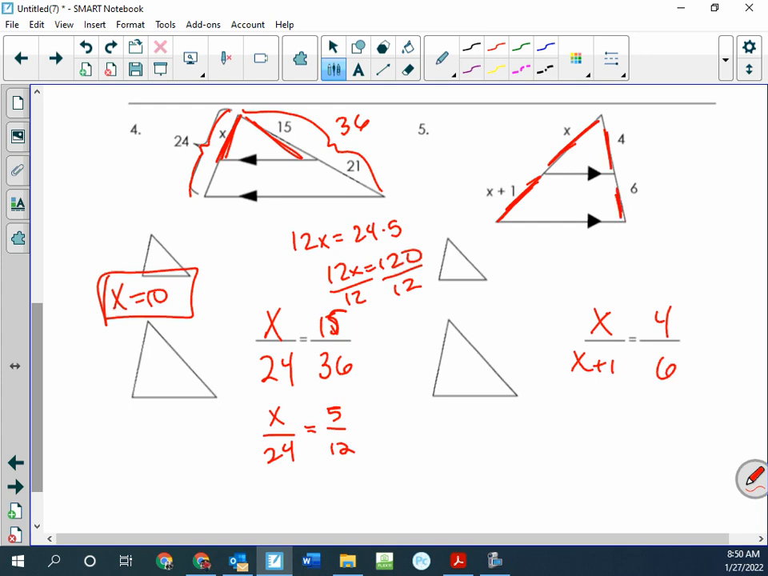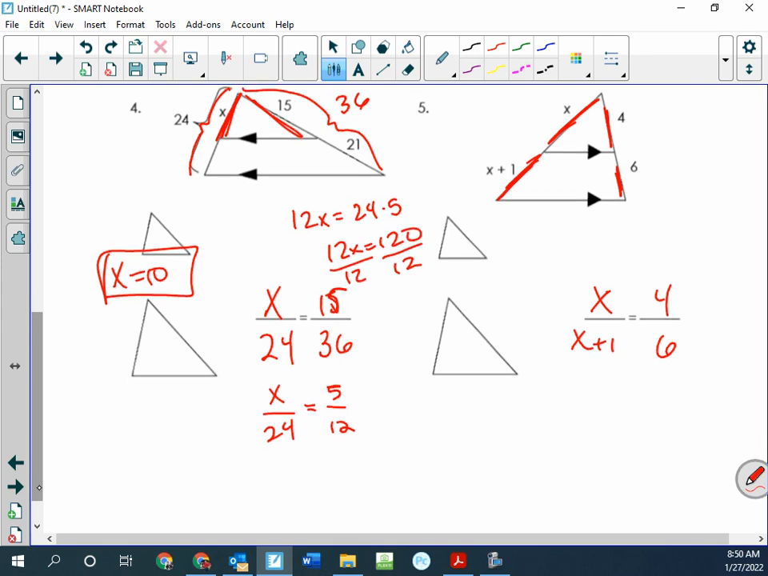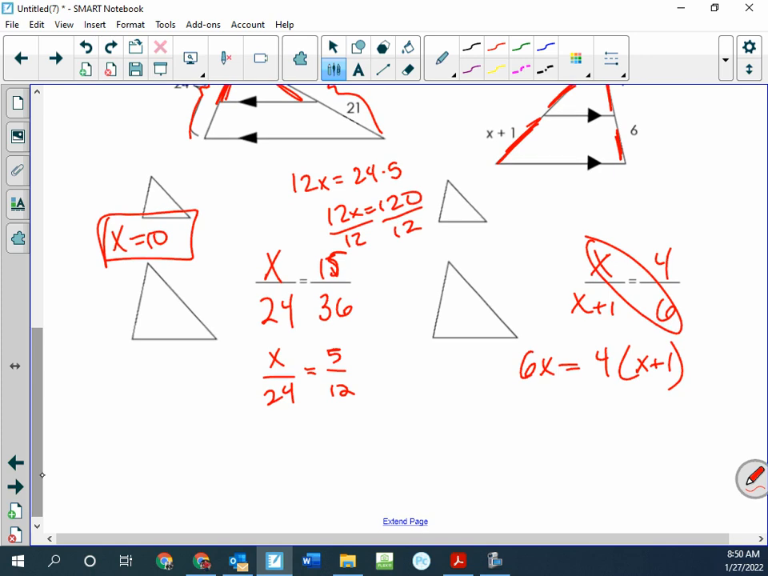So this time here, we don't want to combine them because they're not combined. When I cross multiply, I get 6x. And then you need to do 4 times x plus 1. So what do I need to do on the right side here? Yeah, we need to distribute.